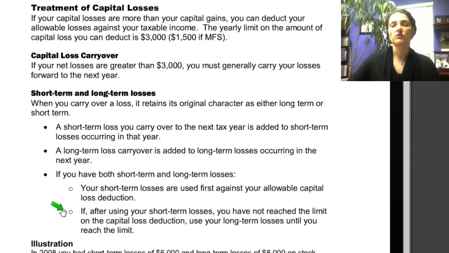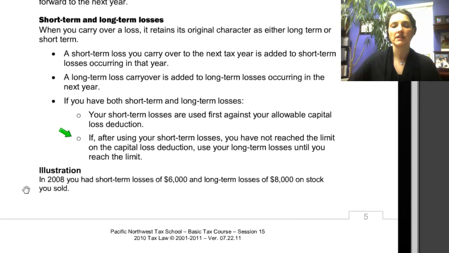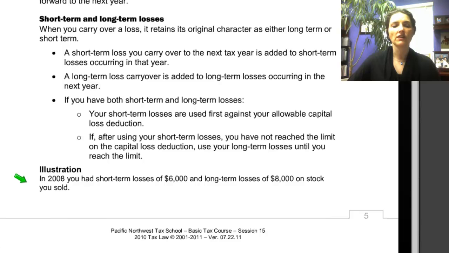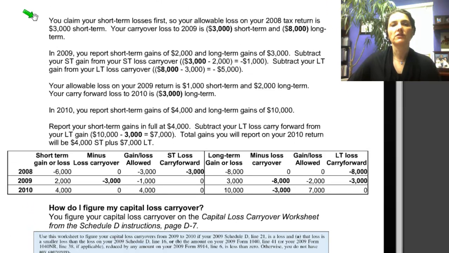If after using your short-term losses you have not reached the limit on the capital loss deduction, you then use your long-term losses until you reach the limit. And here is an illustration. In 2008, you had short-term losses of $6,000 and long-term losses of $8,000 on stock you sold. You claim your short-term capital loss first, so your allowable loss on your 2008 return is $3,000 short-term. Your carryover loss to 2009 is $3,000 short-term and $8,000 long-term.